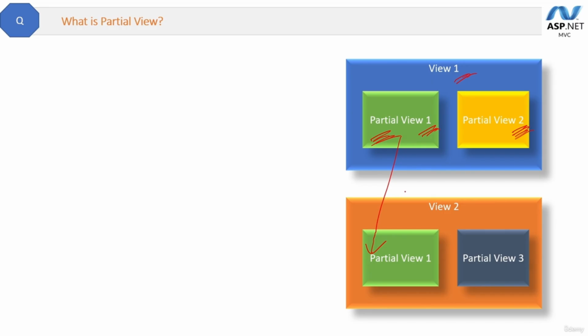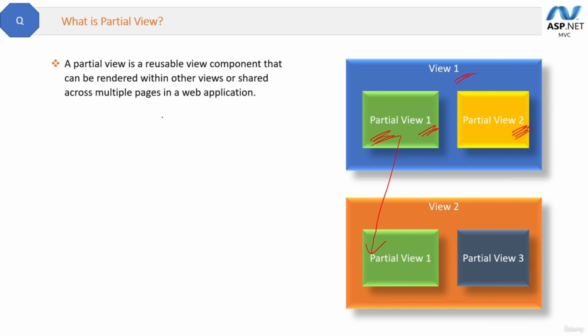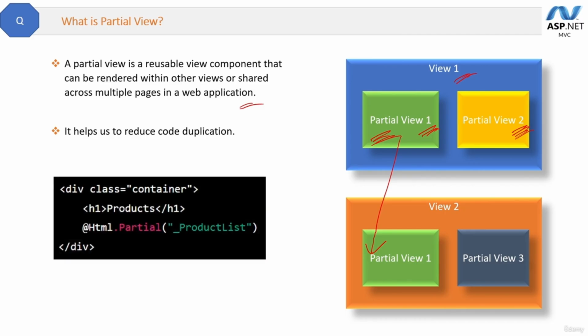See, you are using this, right, which is great. So what is the partial view? A partial view is a reusable view component that can be rendered within other views or shared across multiple views in your application. Now it helps us to reduce the code duplication, right? That is right. Here is the sample code of how we can put the partial view product list inside the main view. Okay, this is the view code. Great, this is the short and simple definition of partial view.